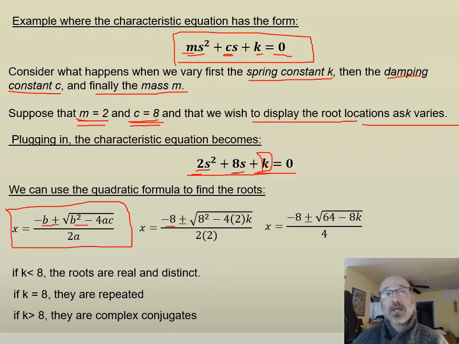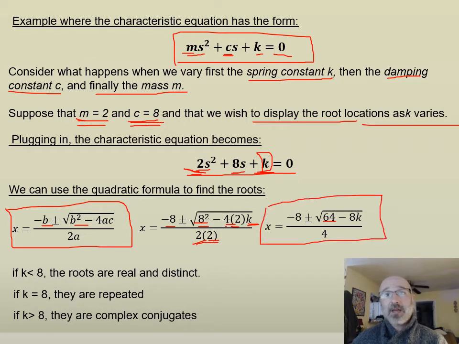So we have negative 8 plus or minus the square root of 8 squared minus 4a, where a is our 2 value right there, times c, which is our k value there, all over 2a, which again is our 2 value right there. We can reduce and simplify this. 8 squared is 64. And we have that 4 times 2 is 8 here, and 2 times 2 is 4. So now we have this equation for x.